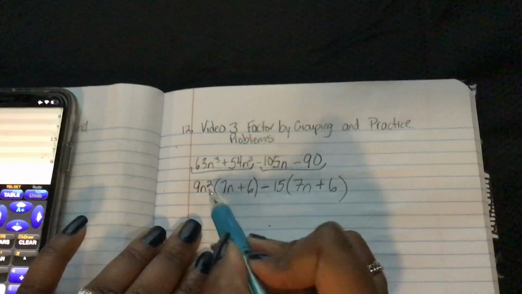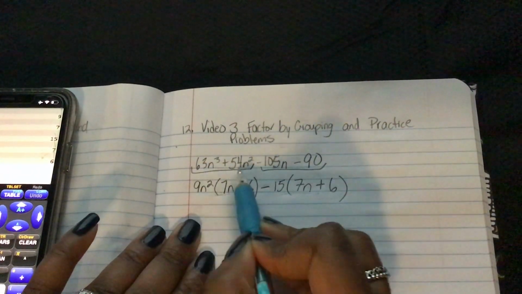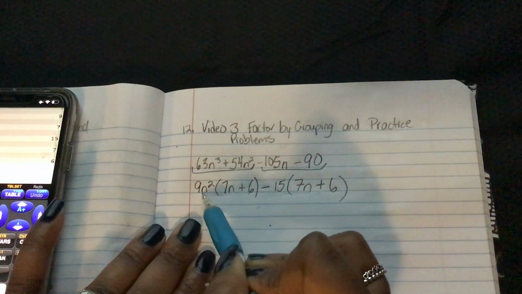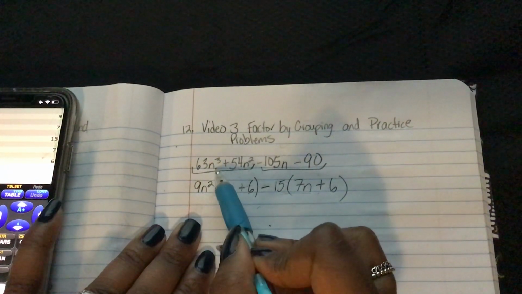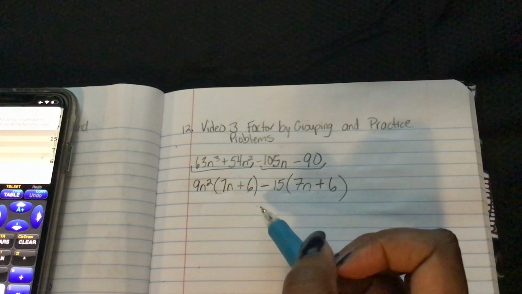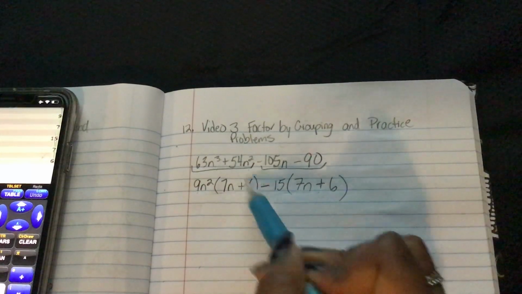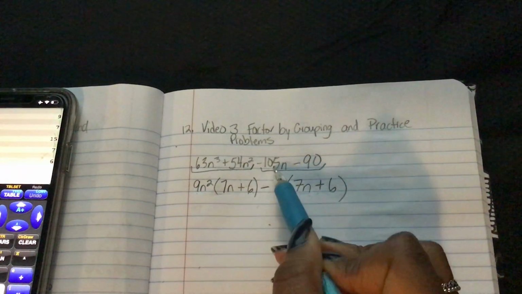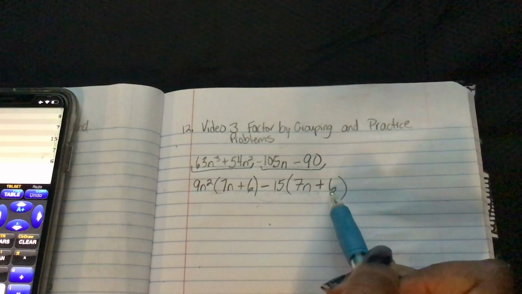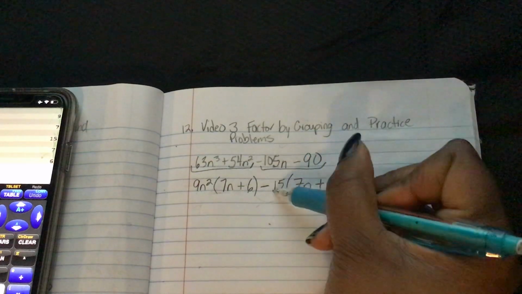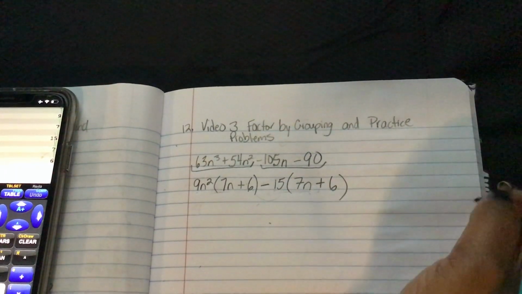To check it, if you were to use the distributive property, you should get this line above it. So when you multiply this together, this should give you 63n to the third. When you multiply this together, it should give you this, and it does. Negative 15 times this 7n gives you this. Negative 15 times this positive 6 is going to give you a negative 90.